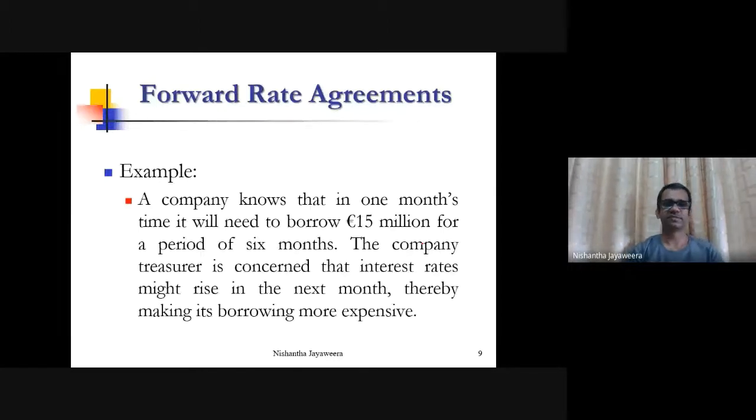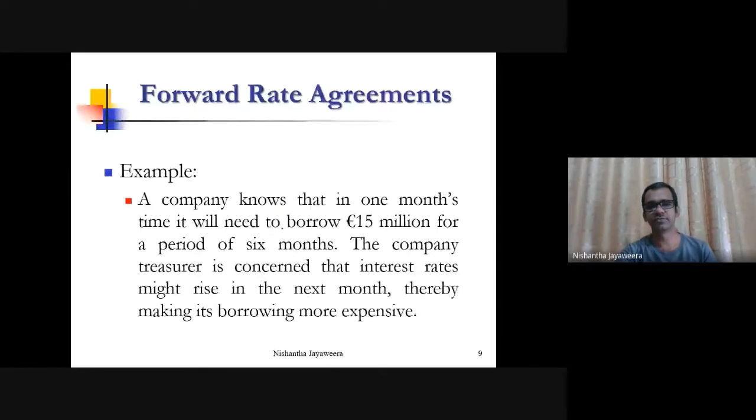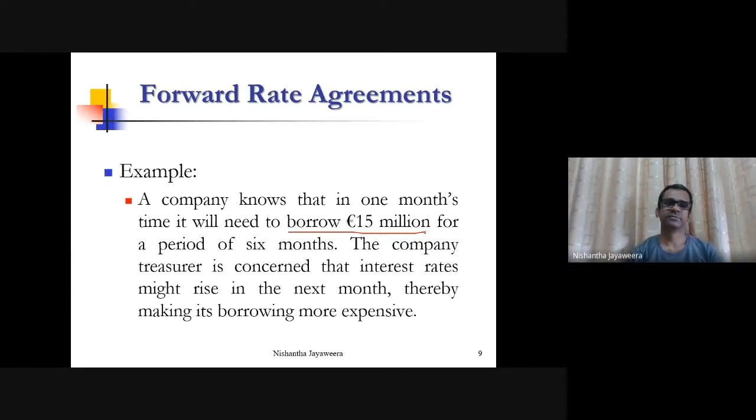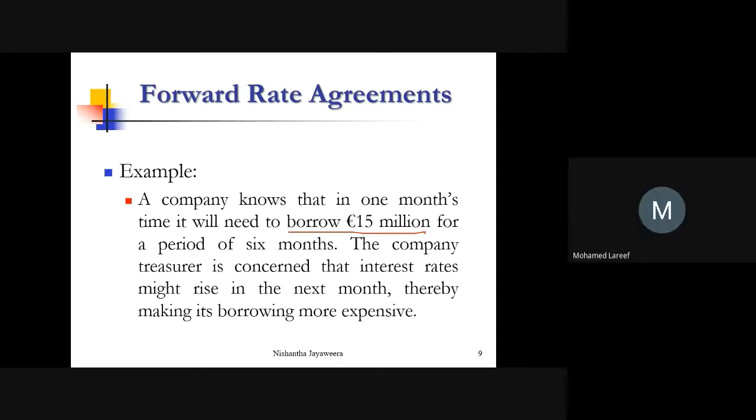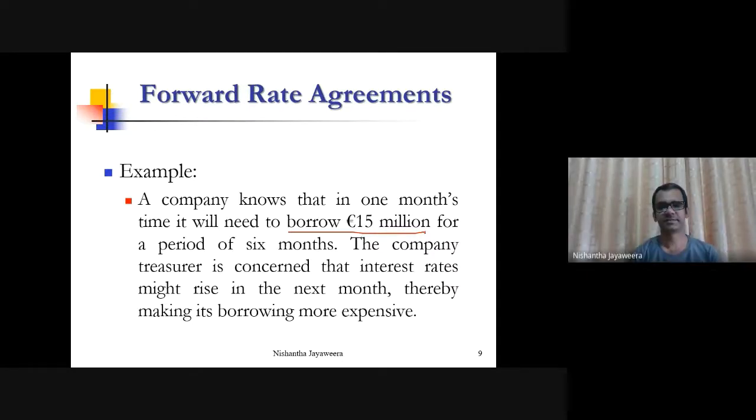Okay, this is an example. The company knows that in 1 month's time, it will need to borrow 15 million euros for a period of 6 months. The company treasury is concerned that, okay, now this company knows they want to borrow. What is the risk? That you know you want to borrow on a future date. What is the risk? Future interest rates. Future interest rate.